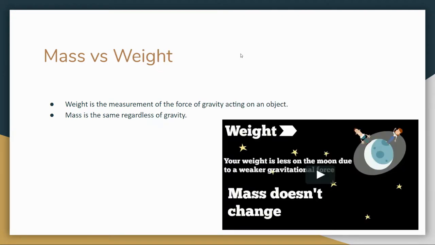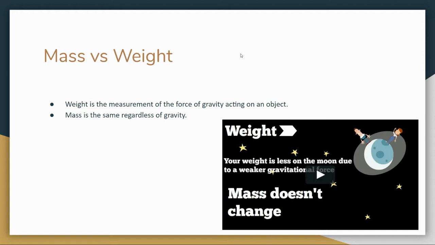So mass versus weight. We need to briefly talk about these two vocab terms. Weight is a measurement of the force of gravity acting on an object. Mass is the same regardless of gravity. Say that again: weight is a measurement of the force of gravity acting on an object, and mass is the same regardless of gravity.